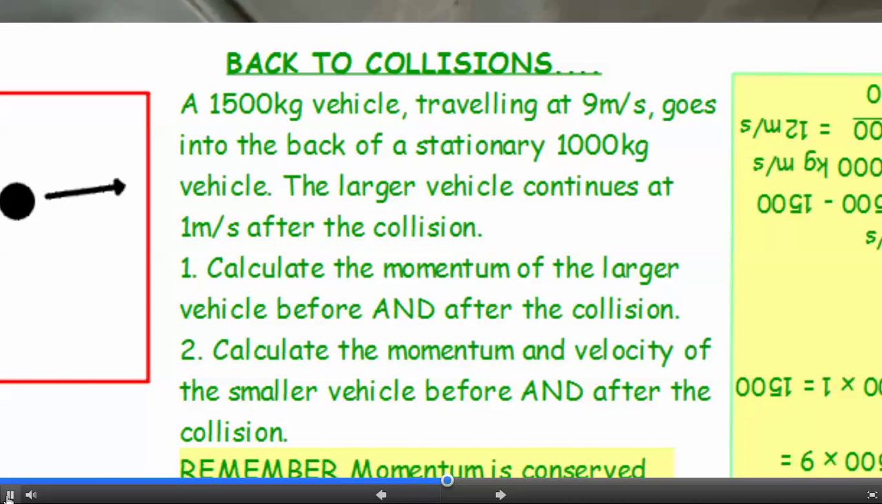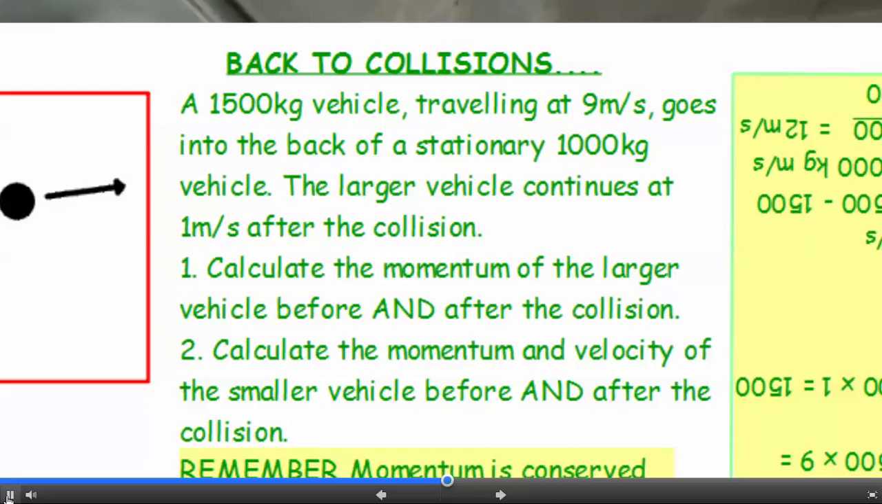Let's go back to collisions. If you've got a 1,500 kilogram vehicle travelling at 9 meters per second, and it goes into the back of a stationary 1,000 kilogram vehicle, the larger vehicle continues at 1 meter per second after the collision.